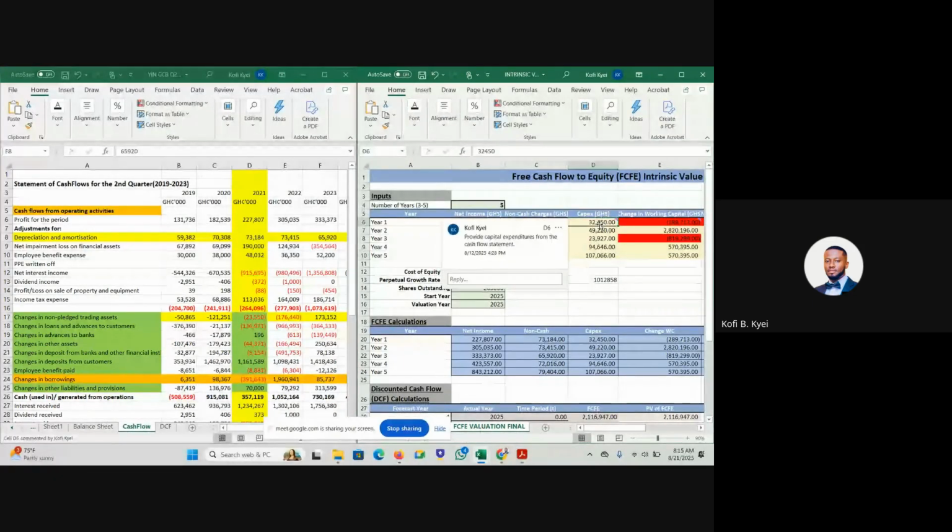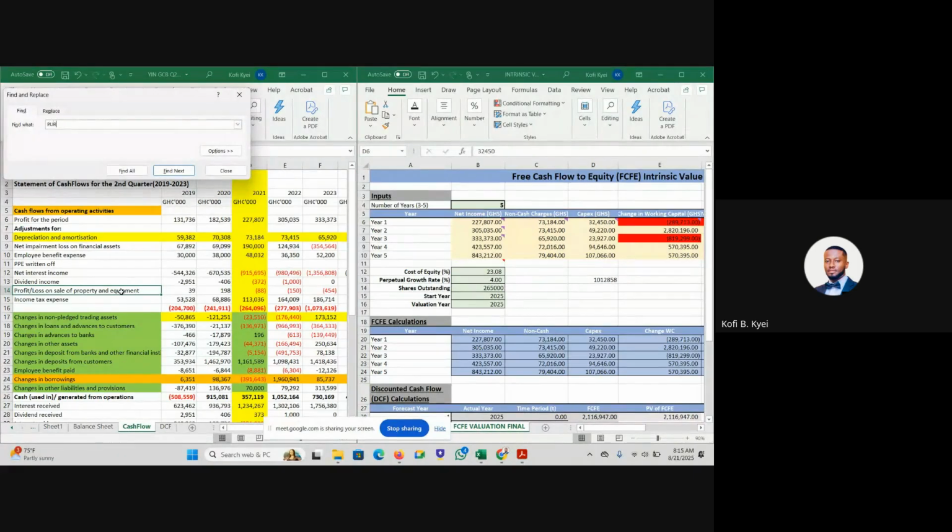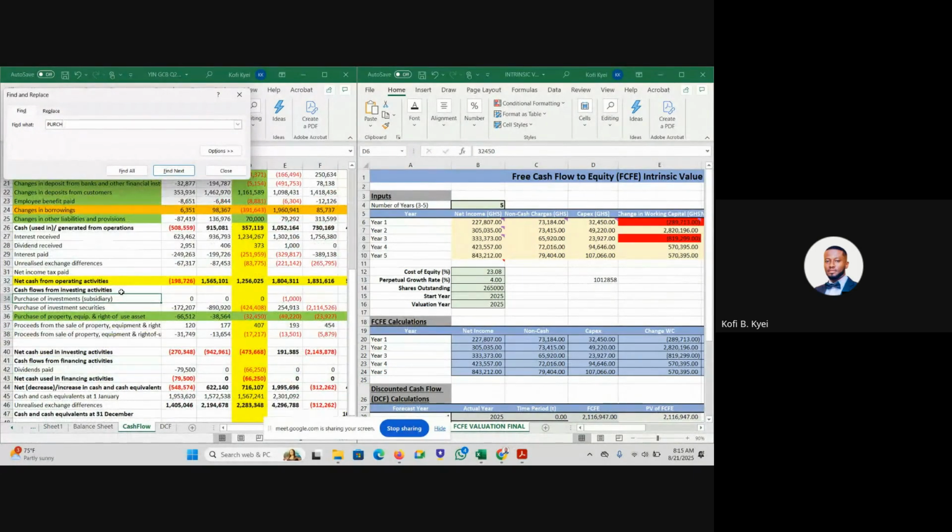Now the capex. Capex, that's a capital expenditure. We are going to pick it from this cash flow statement. Okay, so the capex, purchase of plant and equipment. Okay, so this is it. Now it's painted again. So as you can see, it's 32,450. The next one, 49,220. The next, it goes on and on.